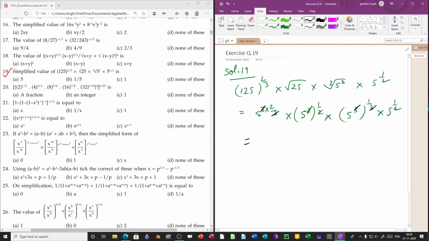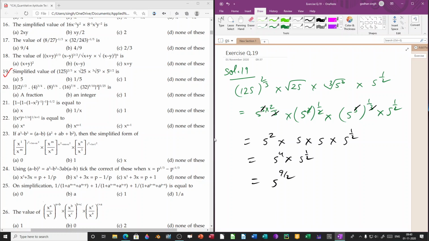So what we are going to get is 5 square into 5 raised to 1, that is 5. This is also 5 into 5 raised to 1 by 2. So this will become 25 into 25 is 625 into root 5. So we'll be getting here actually 5 raised to 4 into 5 raised to 1 by 2, or equal to 5 raised to 9 by 2.